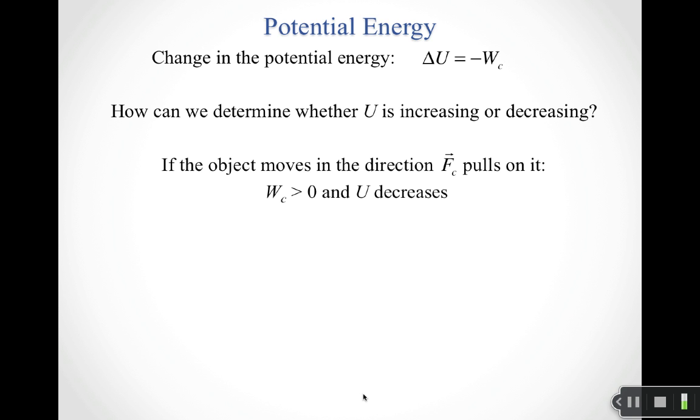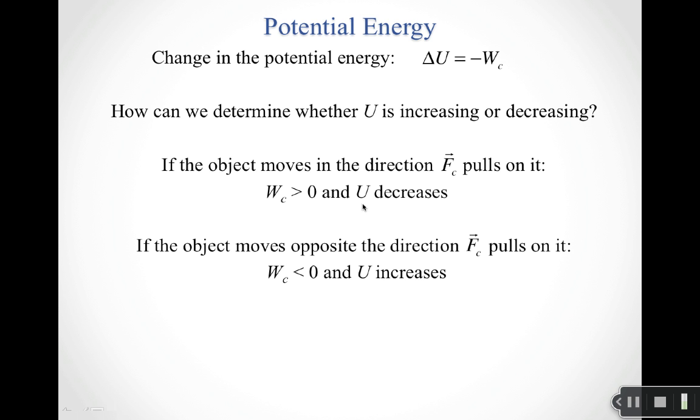So when you're holding an object up above the ground and you let it go, our conservative force, gravity, is pulling down on the object. Once you let it go, the object falls. So it's moving in the direction gravity wants to pull it, which means that gravity is doing positive work. So the work done by the gravitational force in that case would be positive, and you're decreasing the potential energy.